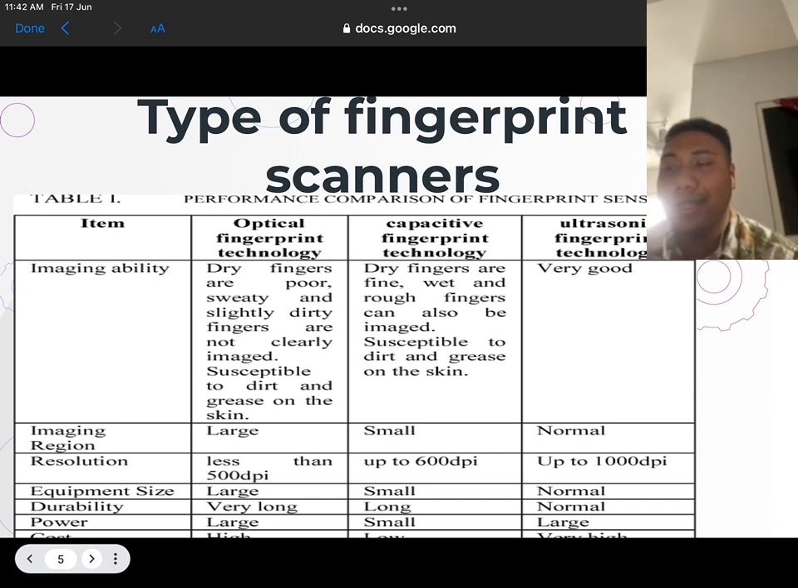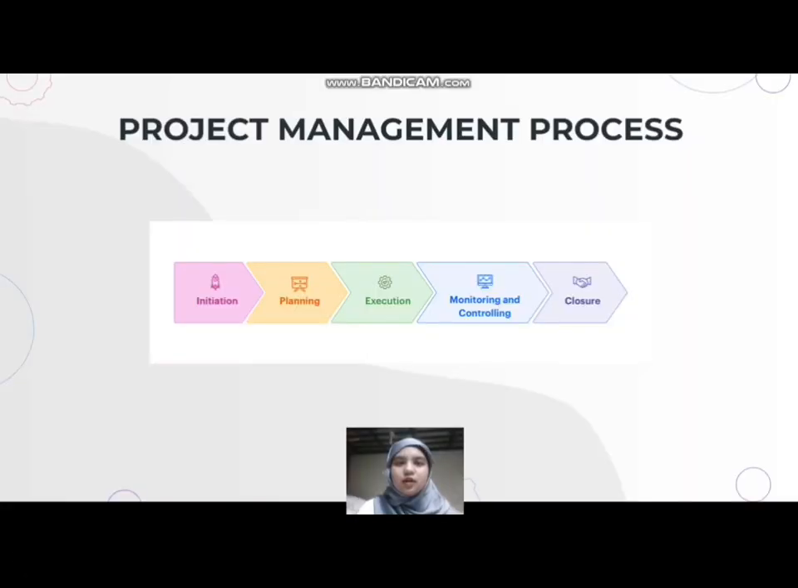So let's take a look at the best fingerprint technology, that is ultrasonic fingerprint technology. The imaging ability is very good. Imaging region is normal, and resolution is up to 1000 dpi. The equipment size is normal, likewise the durability is normal, and the power is very large. But the cost is very high compared to capacitive fingerprint technology and optical fingerprint.